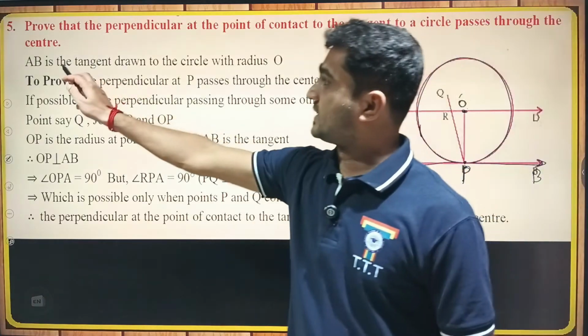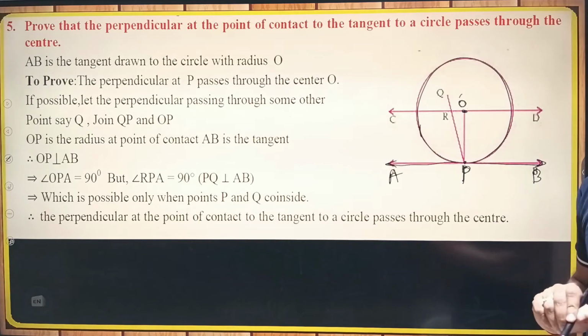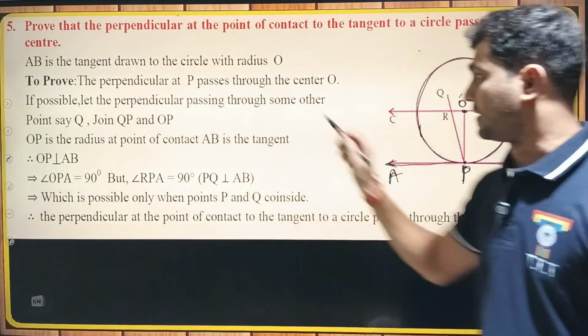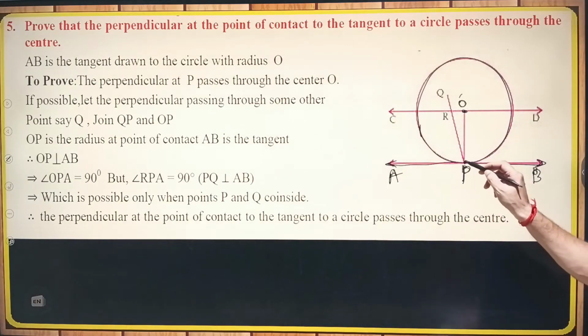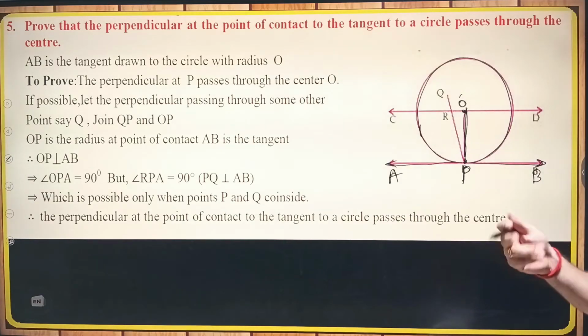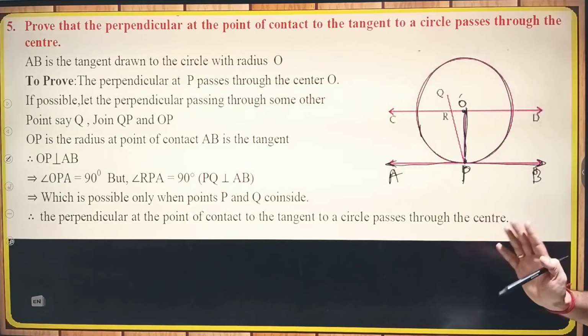So AB is a tangent drawn to a circle with center O. Now we need to prove that the perpendicular at point P passes through the center O. Observing from this point P, I am saying that it should be perpendicular. So OP is perpendicular to AB.